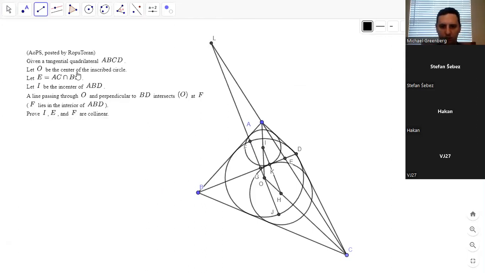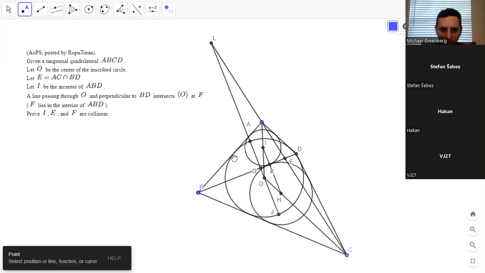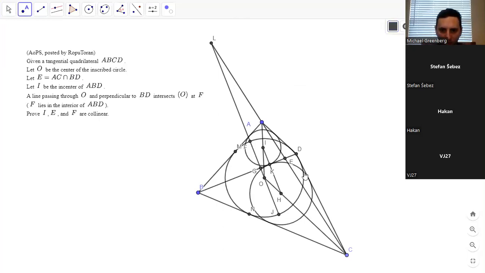Okay, now label the tangent points of the incircle of the quadrilateral. For example, those two, and MN should pass through L. Is that by the radical axis theorem or something, or projective geometry? I don't know why it is true yet.